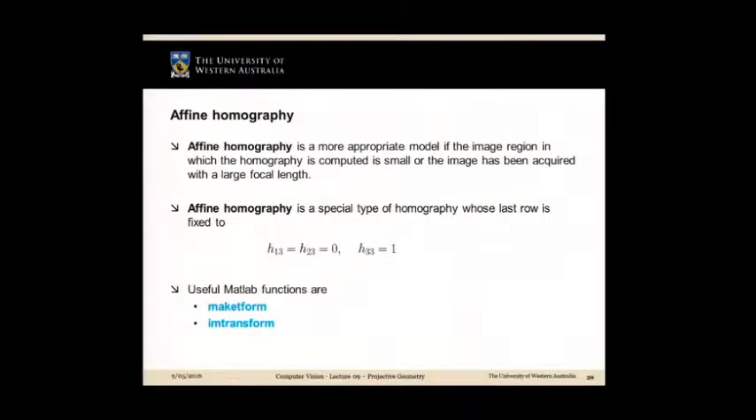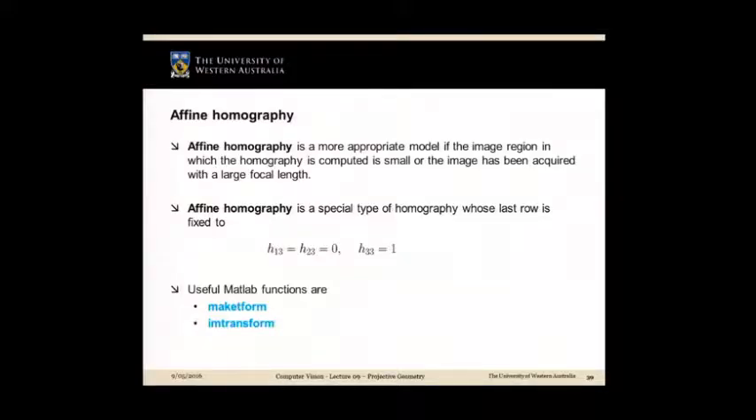Now, this is a special case which is called affine homography, and affine homography is a more appropriate model if the image region in which the homography is computed is small, or the image has been acquired with a large focal length. Affine homography is a special type of homography whose last row is fixed to H13 equal to 0, H23 equal to 0 and H33 equal to 1.